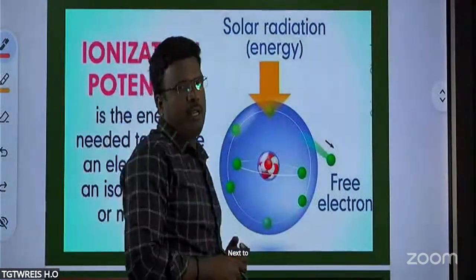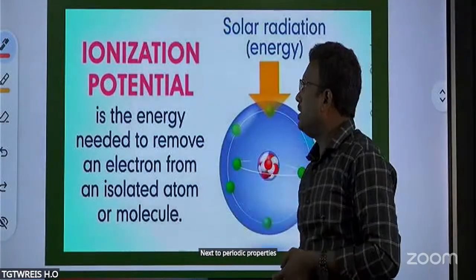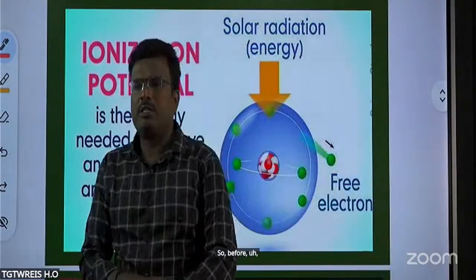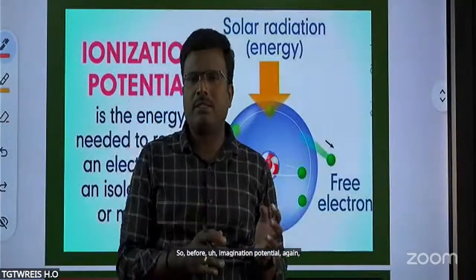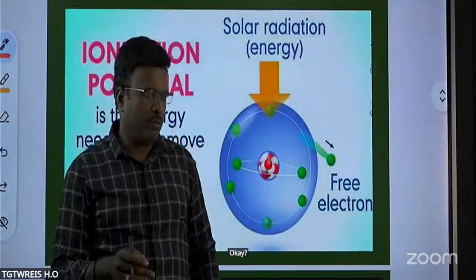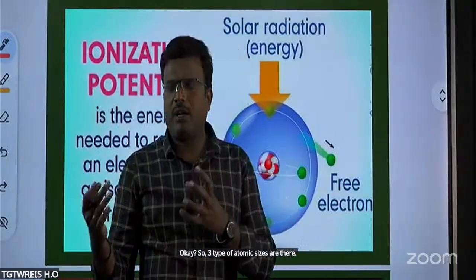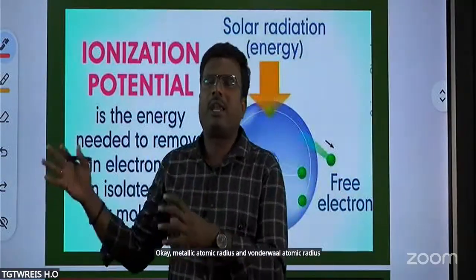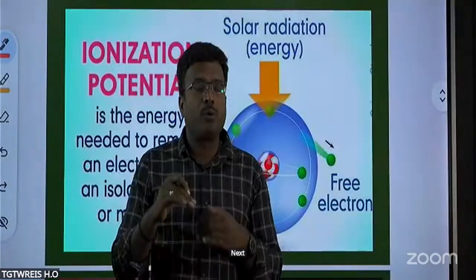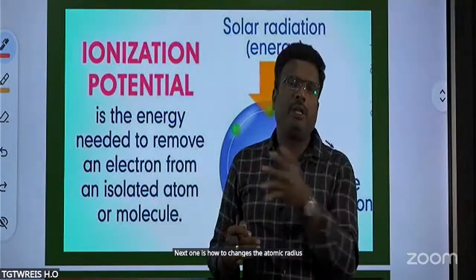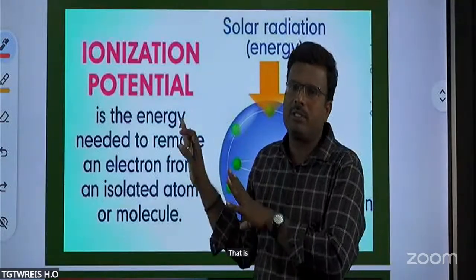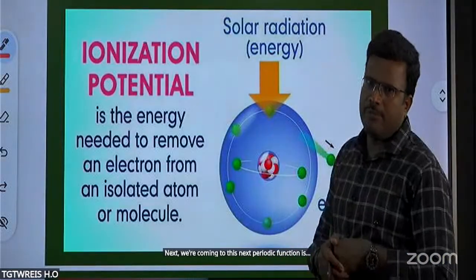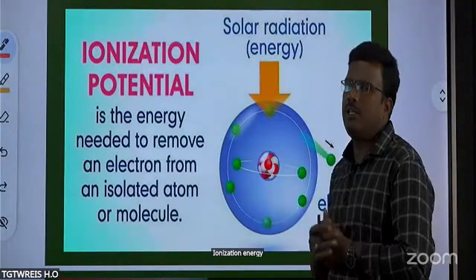Next periodic property is ionization energy or ionization potential. Before ionization potential, again to atomic radius or atomic size. Three types of atomic sizes are there: covalent atomic radius, metallic atomic radius, and van der Waals atomic radius. How to calculate that atomic radius? Next, how does the atomic radius change in a group and period in the periodic table? That is a very important concept. Next, we come to ionization potential or ionization energy.